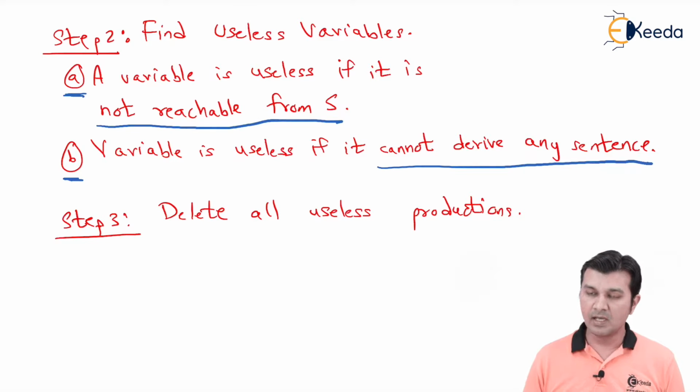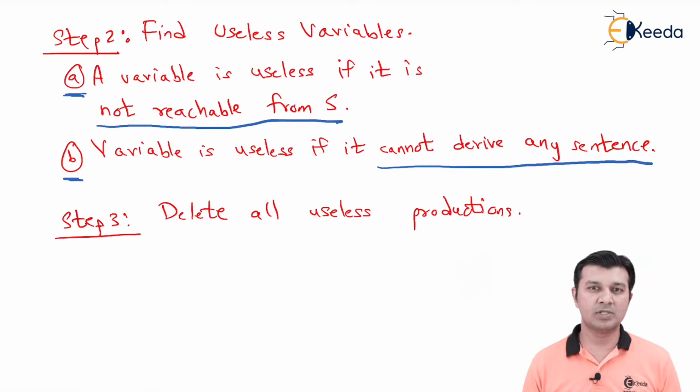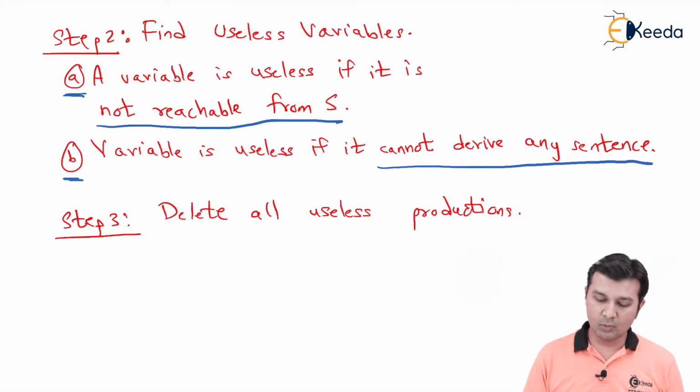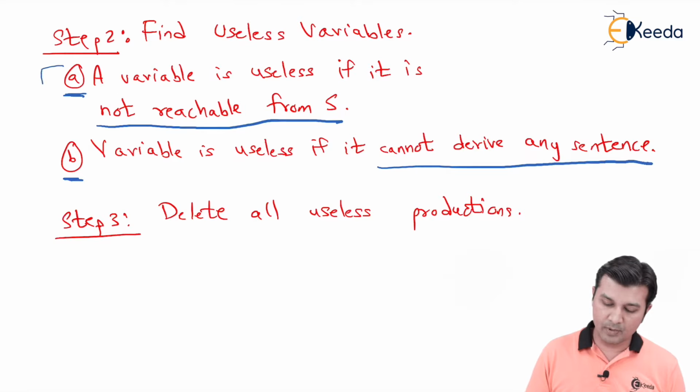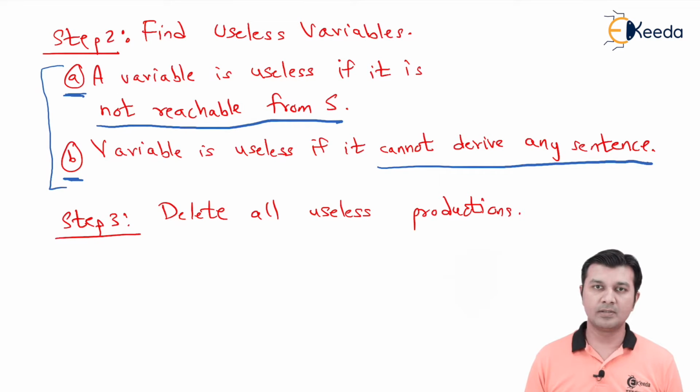And last is, after you identify all such useless variables, you delete all those variables and delete those productions also. So these are the 3 steps. Among these 3 steps, what you have to primarily remember is points A and B. Let's go on to the example and explore it.